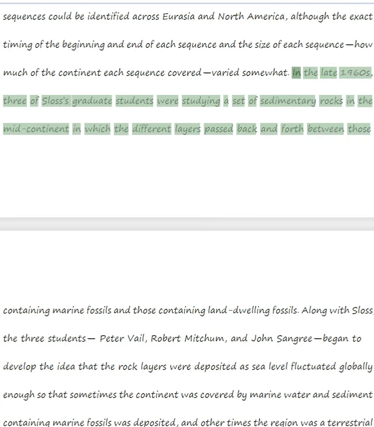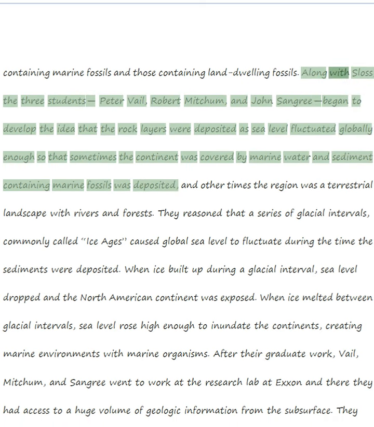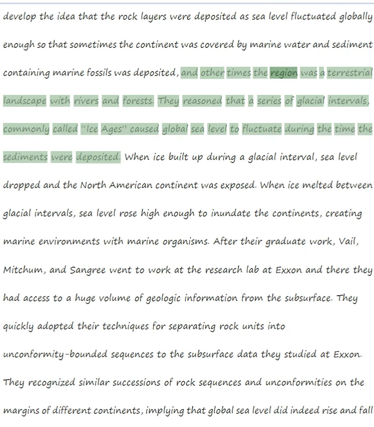In the late 1960s, 3 of Sloss's graduate students were studying a set of sedimentary rocks in the mid-continent in which the different layers passed back and forth between those containing marine fossils and those containing land-dwelling fossils. Along with Sloss, the 3 students, Peter Vail, Robert Mitchum, and John Sangree, began to develop the idea that the rock layers were deposited as sea level fluctuated globally enough so that sometimes the continent was covered by marine water and sediment containing marine fossils was deposited, and other times the region was a terrestrial landscape with rivers and forests.